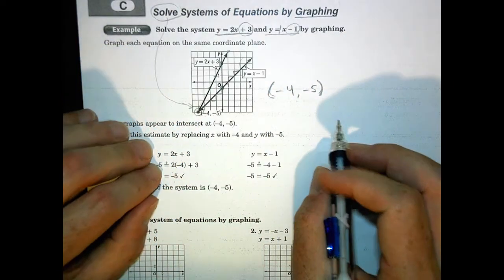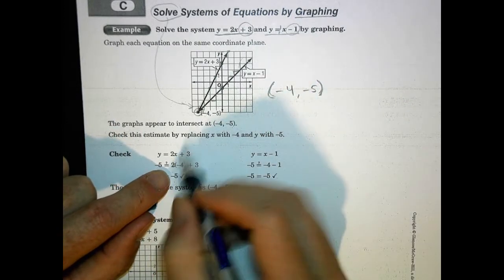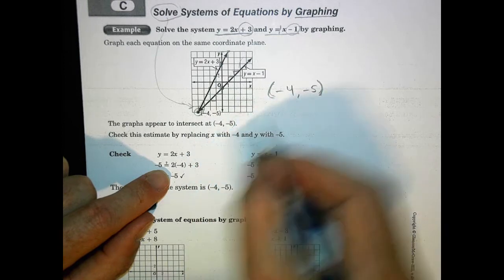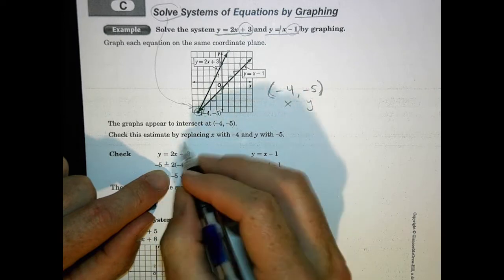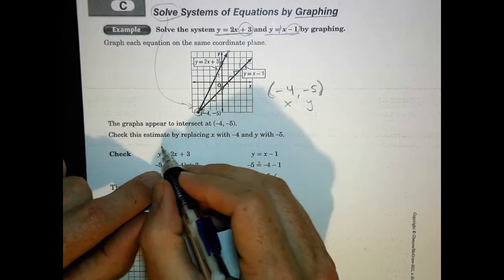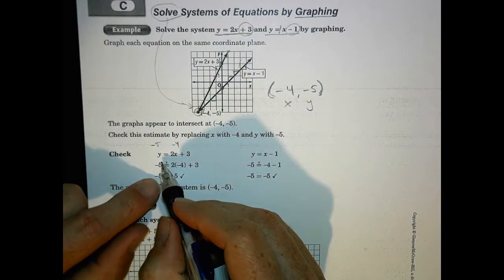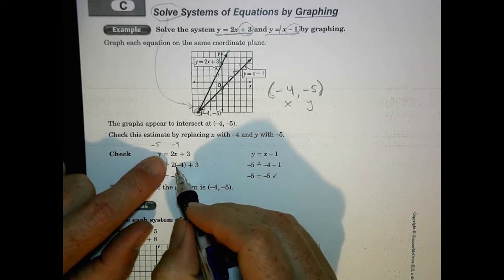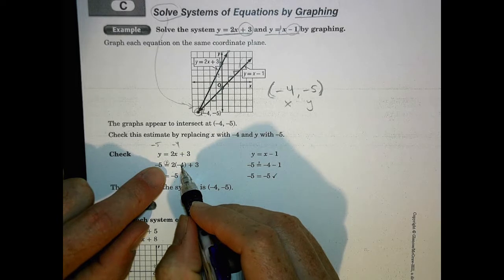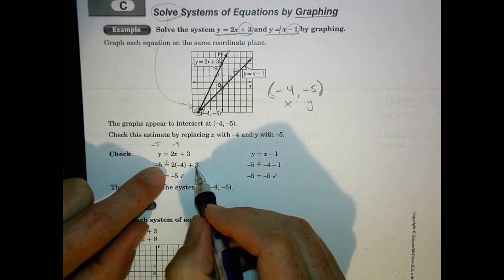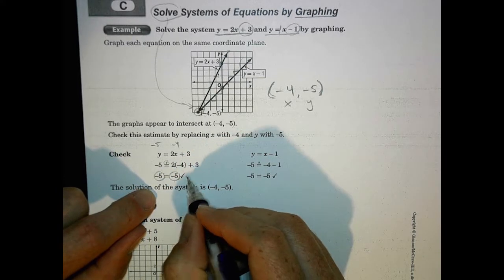And to check that, to see if that's accurate, what you would do is you would take both equations, and you replace the x and the y with the values you found in your solution. If it stays balanced, then it does work out just fine. So if y is -5 and x is -4, we plug in that one here. Does -5 equal 2 times -4, which is -8, plus 3? That is -5. So because -5 equals -5, that makes sense there.